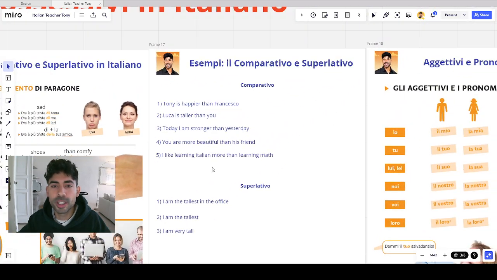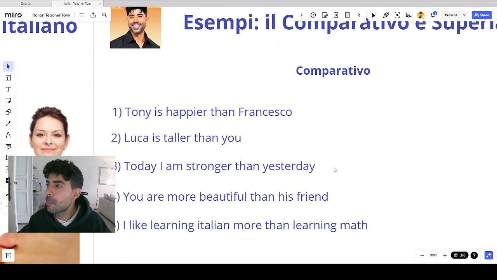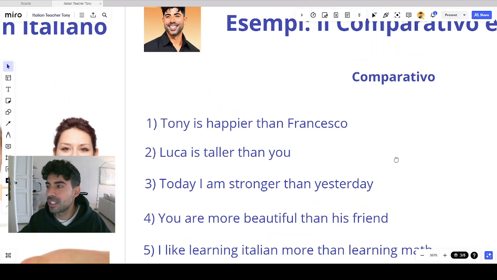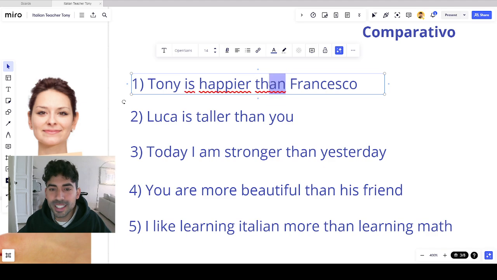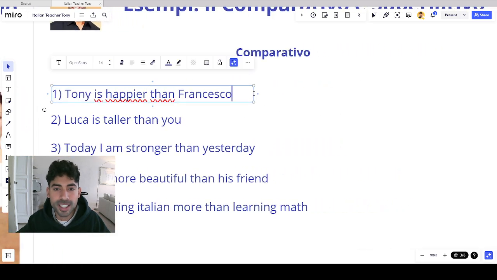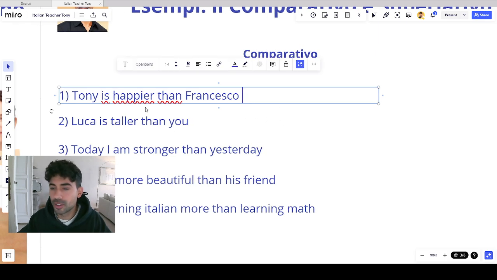I have a few examples here for you to have a look at how we create il comparativo following the rules that we just had a look at. So we need to pay attention if we are comparing against a noun of a person, against a general noun, against a verb, and so on, because this "than" part will be different every time there is a different element of comparison. So for example, based on the rule that we just saw, "Tony is happier than Francesco." Well, I'm comparing myself, Tony, with Francesco. Francesco is the name of a person.